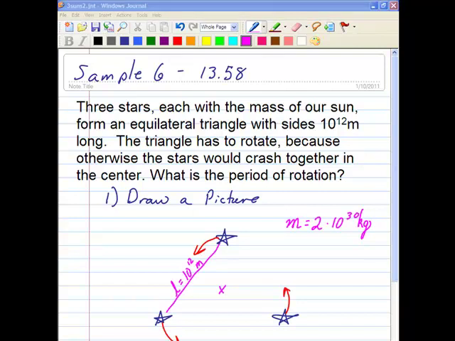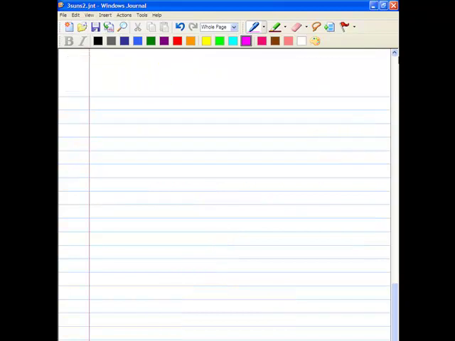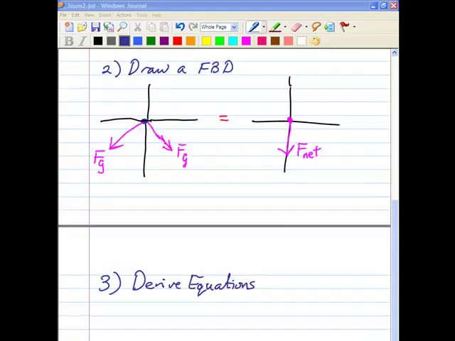Okay, so we've drawn our picture, we've drawn a free body diagram. Let's do the next step, which is let's try to derive some equations and see if we can figure out how to go about solving this problem. As we look at our free body diagrams up above, we're of course going to break everything into i hat and j hat components.